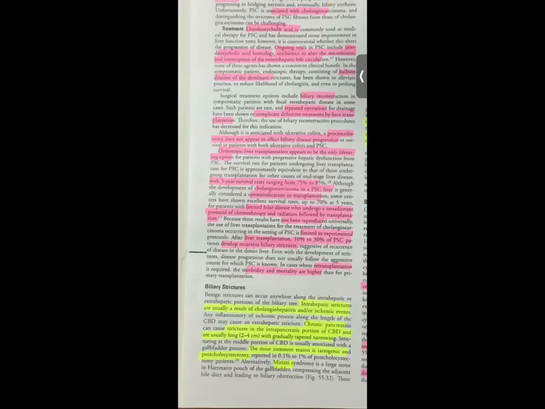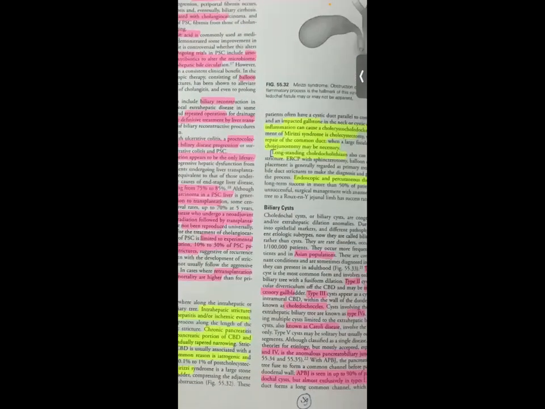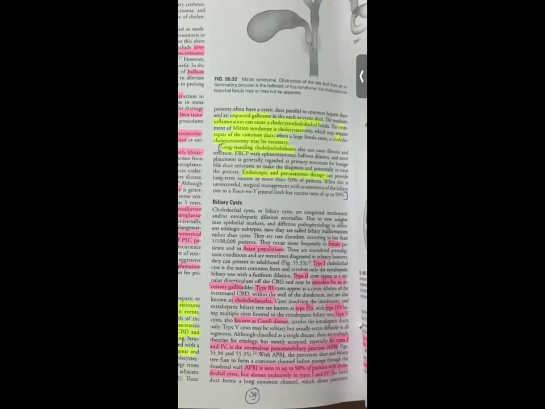The most common reason is iatrogenic, post-cholecystectomy. Alternatively, Mirizzi syndrome is a large stone in Hartmann's pouch, which we already know, obstructing the CBD. That will also cause a stricture. Impacted gallstones in the neck of the cystic duct, with the resultant inflammation, can cause a choledochoduodenal fistula. The treatment of Mirizzi syndrome is cholecystectomy, which may require repair of the common bile duct. When a large fistula exists, a choledochojejunostomy may be necessary.